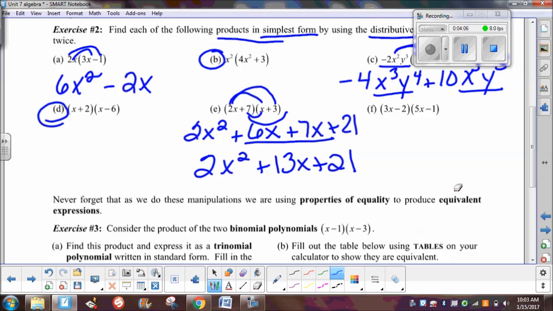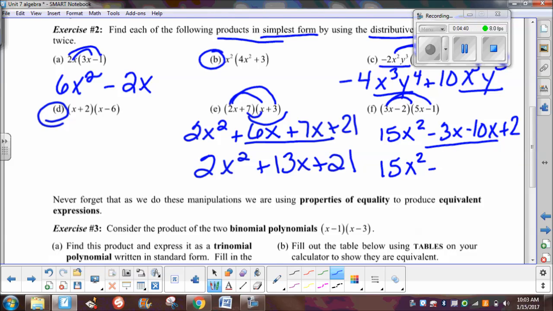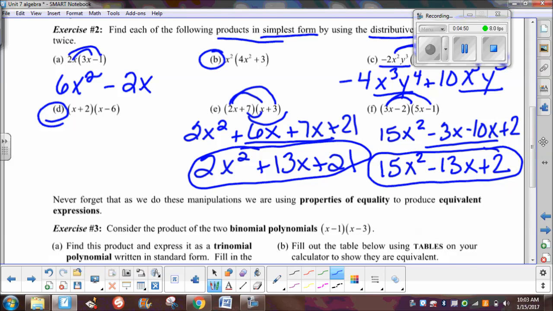All right, a letter F, I'm going to do the same thing because I have a binomial times a binomial. Remember, this 3x minus 2 is a binomial because it has two terms, separated by subtraction. This second one also has two terms because it's separated by subtraction. So I'm going to start distributing, and I'm going to distribute the 3x. So it becomes 15x squared minus 3x minus 10x plus 2. I do see some like terms, so I'm going to simplify that further to get to my final answer. That's my final answer. No other like terms to combine, nothing else to do with it.